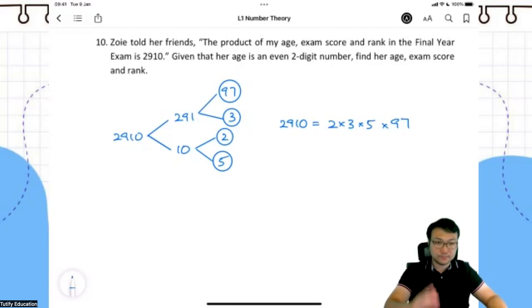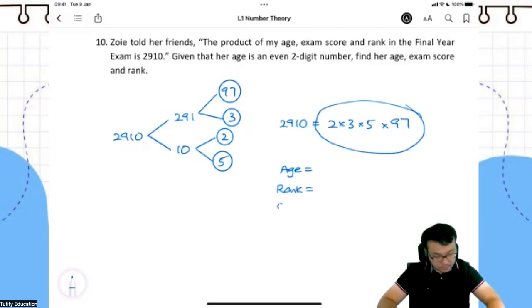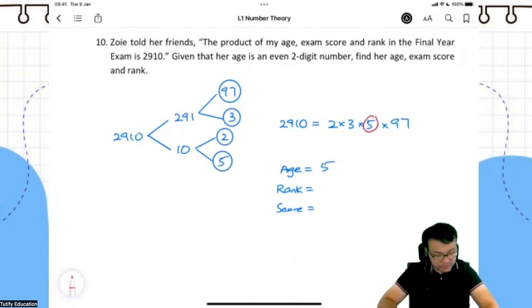So, Kate, this girl Zoe is trying to tell her friends her age, her exam score, and her rank. Now, looking at all these numbers, let's start with her age. What do you think is her age? She is 5, I think. She's 5 years old. Okay, she can't be 97, so she's 5 years old.